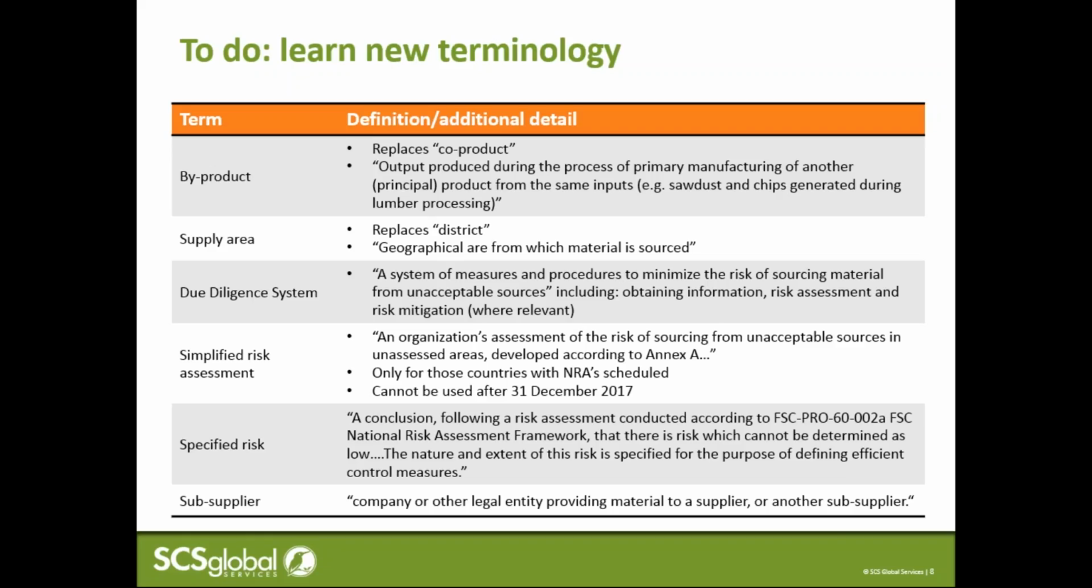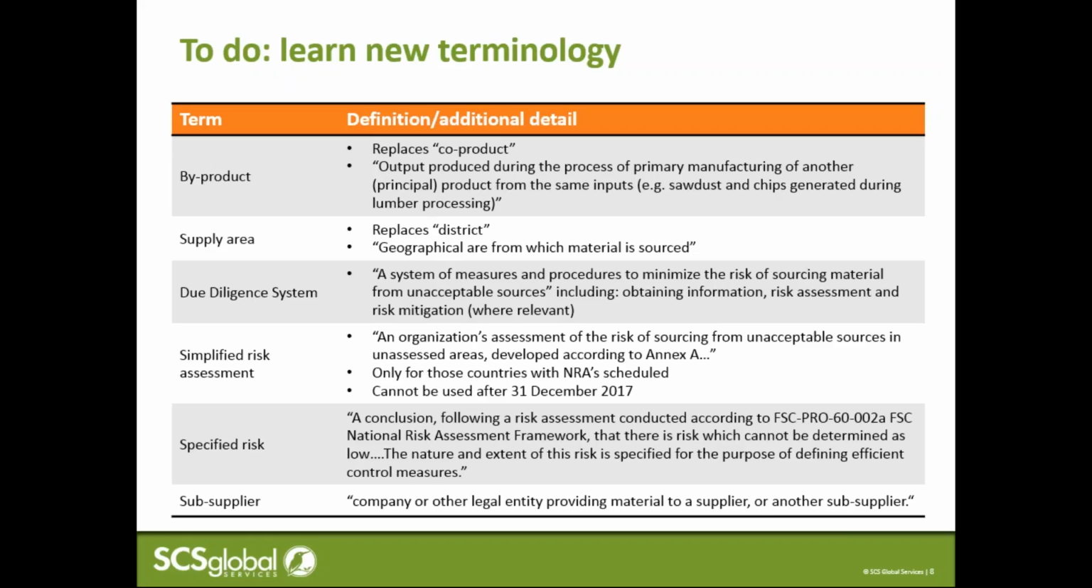The terminology used for concluding risk in version 2-1 was low risk or unspecified risk. In version 3, specified risk is the new term used for the situation where, following the completion of a risk assessment, the risk of sourcing material in violation of one or more of the FSC controlled wood categories cannot be concluded as low. The significance of the new term is that specified risk designations are intended to indicate exactly what the risk is and therefore guide the control measures which must be implemented in order to mitigate the risk. Control measures and risk mitigation will be discussed shortly.